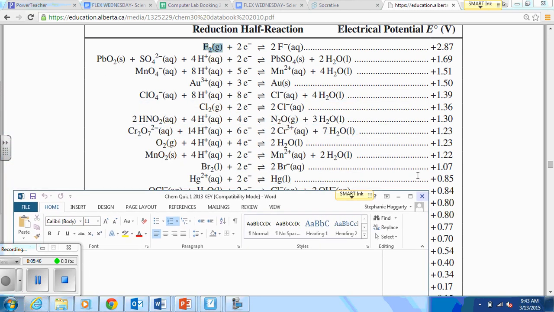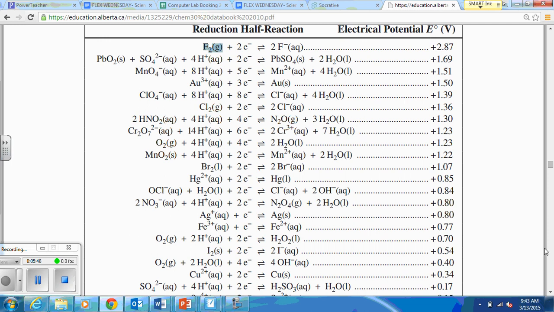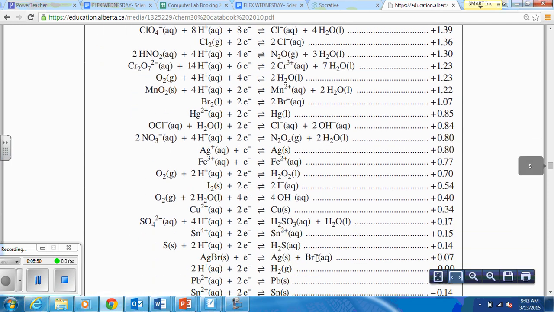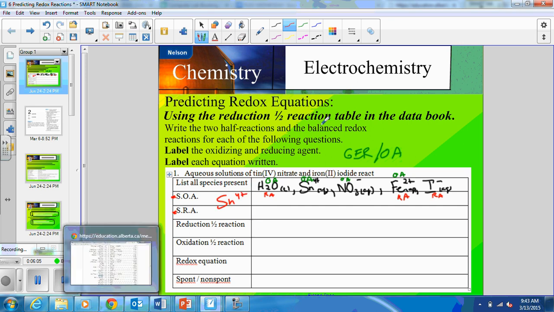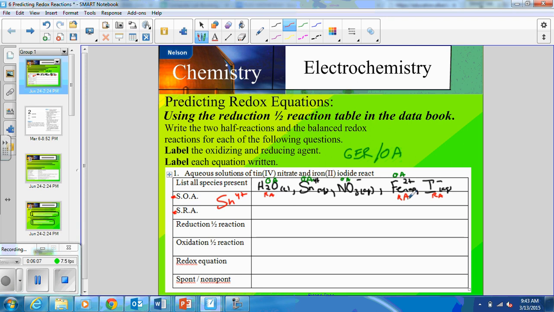So when we do that, we're going to end up seeing the tin 4. So this is the first one that appears. Everything else is below it. So that's going to be our SOA. So the SOA, it is the tin 4+. The SRA, we're going to do the opposite. So our RAs, we have water, iron 2, and I-.